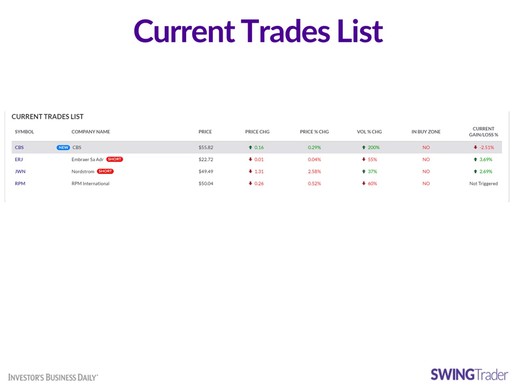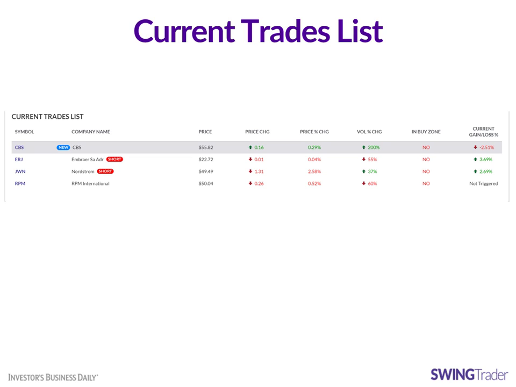Now, for those of you that don't know what a short is, the idea is instead of buying low and selling high, you're selling first. You're borrowing the shares, you're selling the stock first, and then you're hoping to buy it at a lower price. So that's the way a short works. And you do need a margin account for that, and that's something you can talk about with your broker.